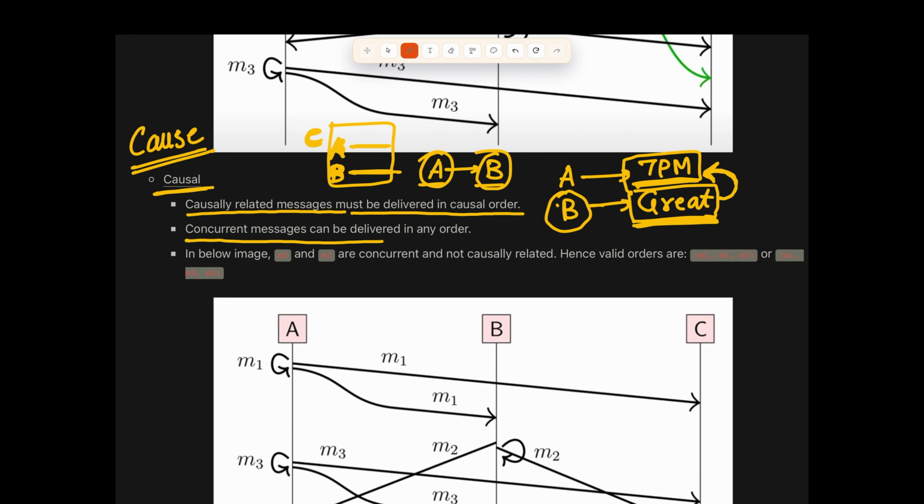Concurrent messages can be delivered in any order. Concurrent means any messages which are not causally dependent. For example, Amit is saying, tomorrow I have booked the movie ticket 7 p.m. and Bhavna is complimenting him that that's a great decision. In the meanwhile, Champak is saying, hey, did you do the homework? Now, Champak is not relying on Amit's message. He might not even have received that. So Champak's message is causally independent of Amit's message or Bhavna's message, and this is known as a concurrent message, which is not causally related to any other message.